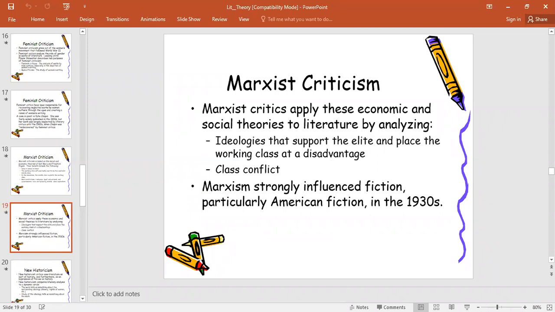Marxism strongly influenced fiction, particularly American fiction, in the year 1930.